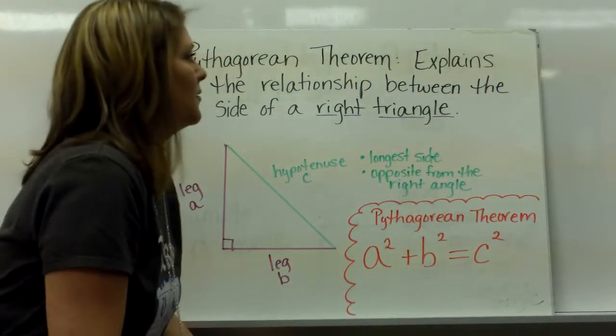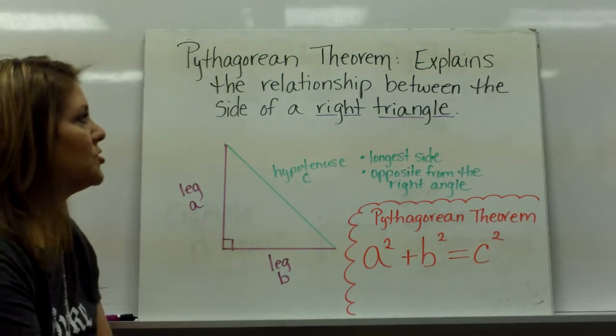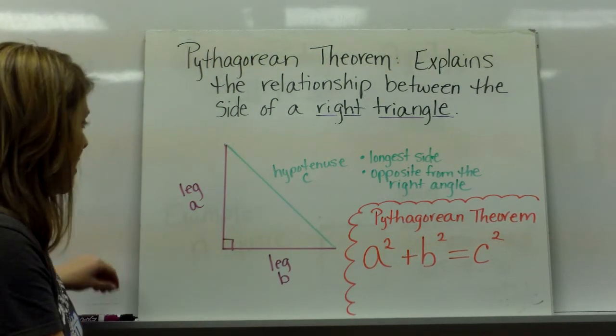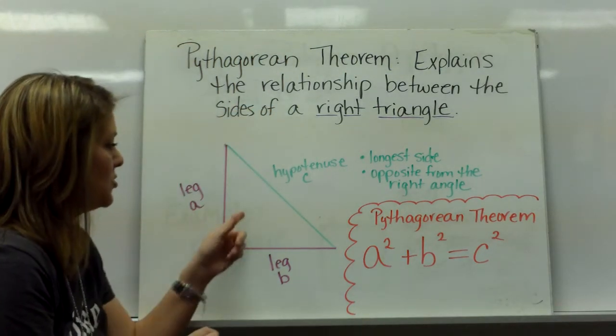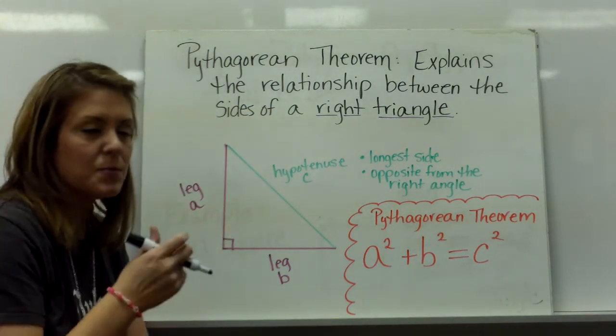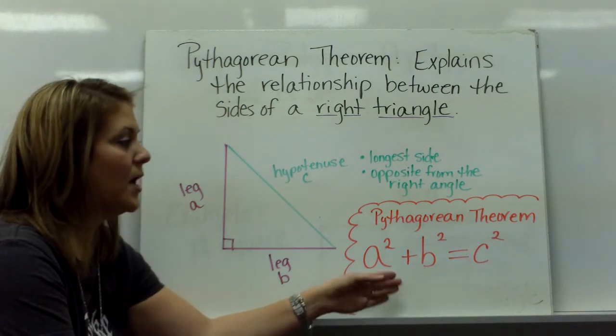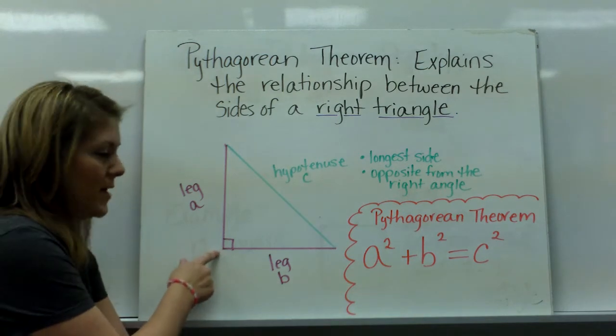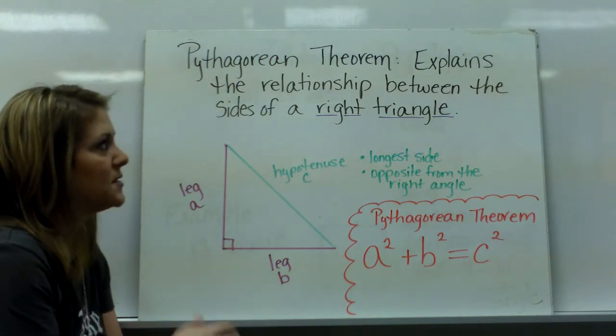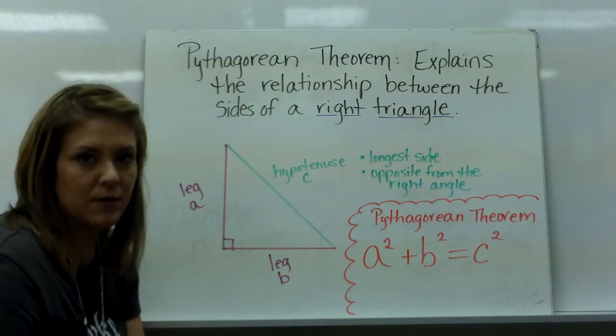The Pythagorean Theorem is used to explain the relationship between the sides of a right triangle. So let's look at a right triangle and talk about those sides. They have specific names and it helps us to input numbers into the actual theorem. A right triangle, remember, has one 90-degree angle. This theorem only works for right triangles.